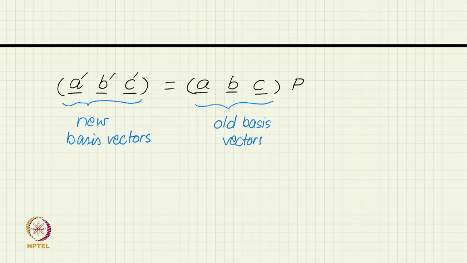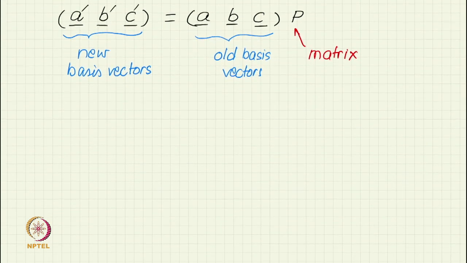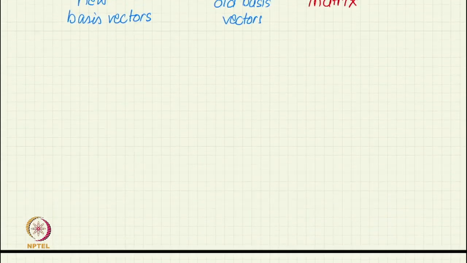So, because of this linear relationship, this relationship can be expressed as multiplying a row of the old basis vectors a b c by a matrix P. So, this P is a matrix which expresses that relationship. We can call P a basis transformation matrix such that it relates the old bases to the new bases. So, let us look at what is involved in this matrix P.